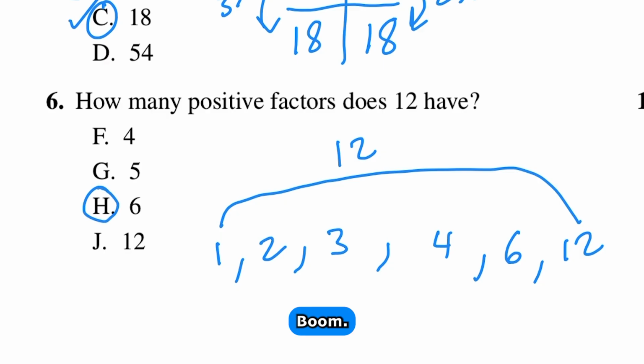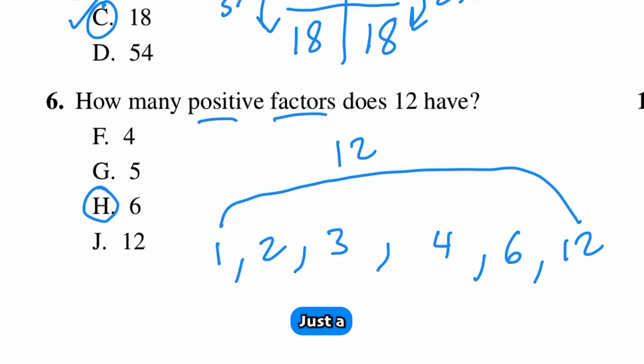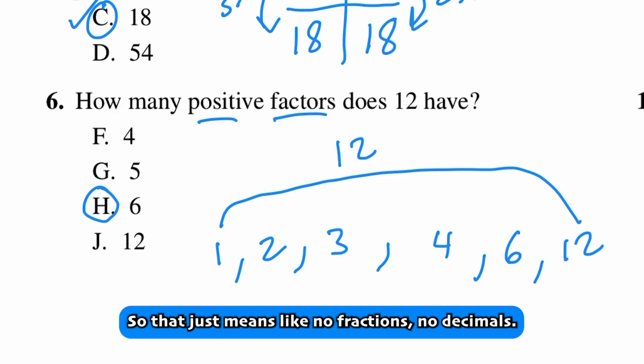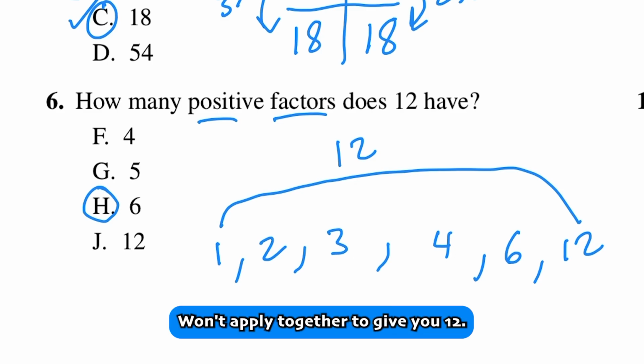Boom. It has 6 positive factors. What's a positive factor? Let's see, whole numbers that are above 0. So that just means no fractions, no decimals, numbers that multiply together to give you 12.